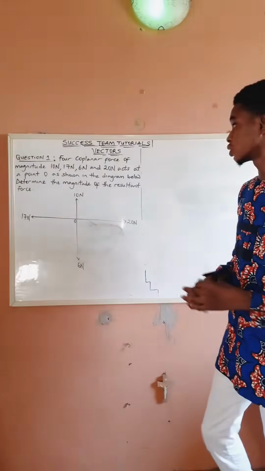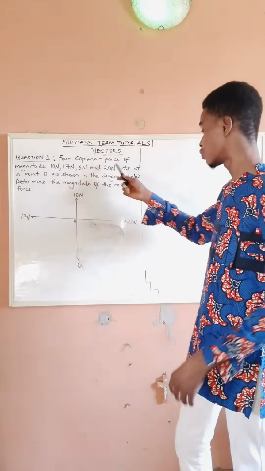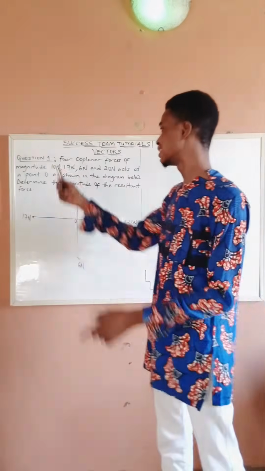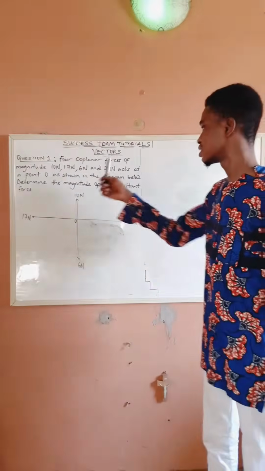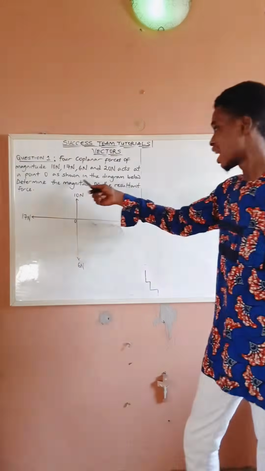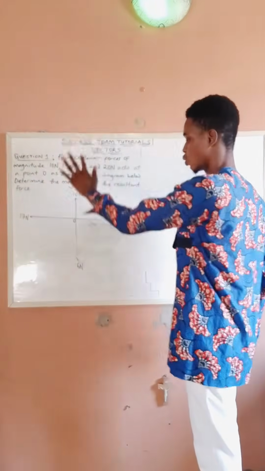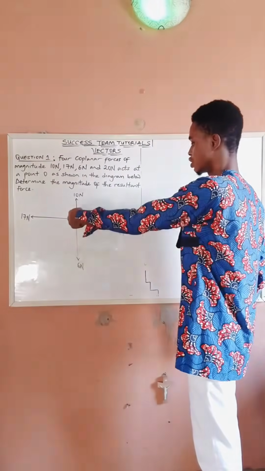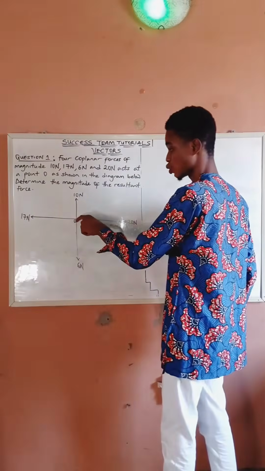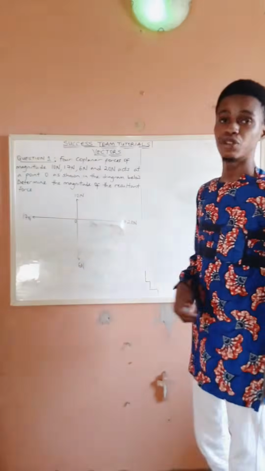Don't worry, let's solve questions. I'm done with all the explanation. Question 1: four coplanar forces of magnitude 10 Newton, 17 Newton, 6 Newton and 20 Newton act at a point O as shown in the diagram below. I have 10 Newton acting upward, 6 Newton acting downward, 20 Newton acting this way, and 17 Newton acting this way, and this is the point O at the center. They ask us to determine the magnitude of the resultant force.